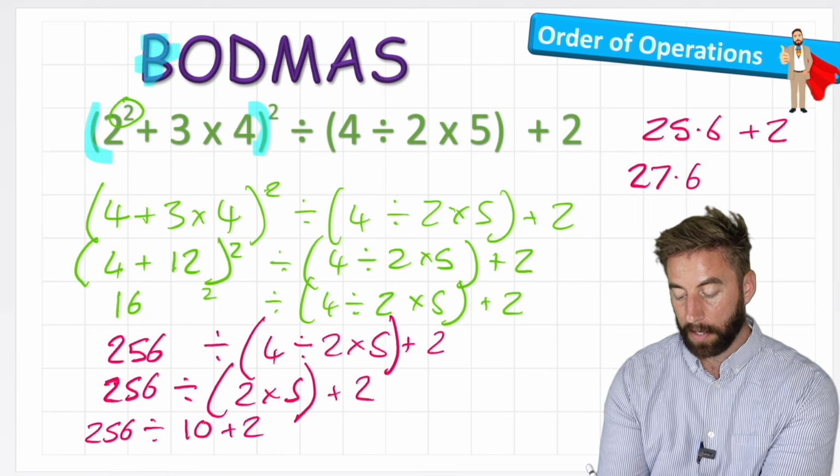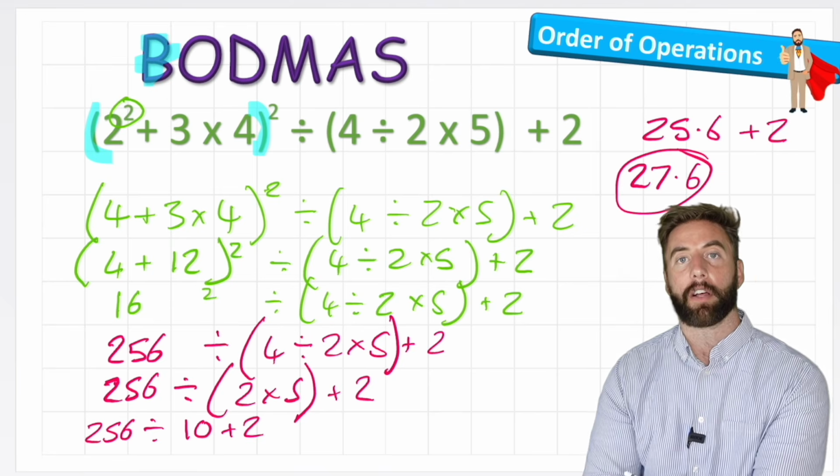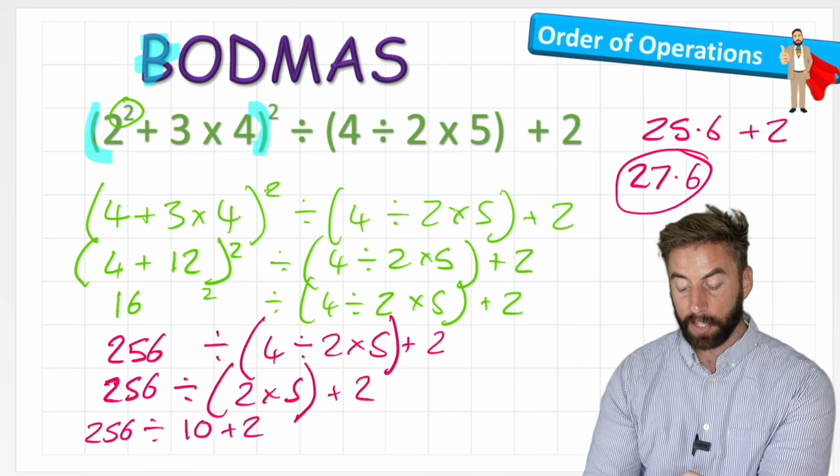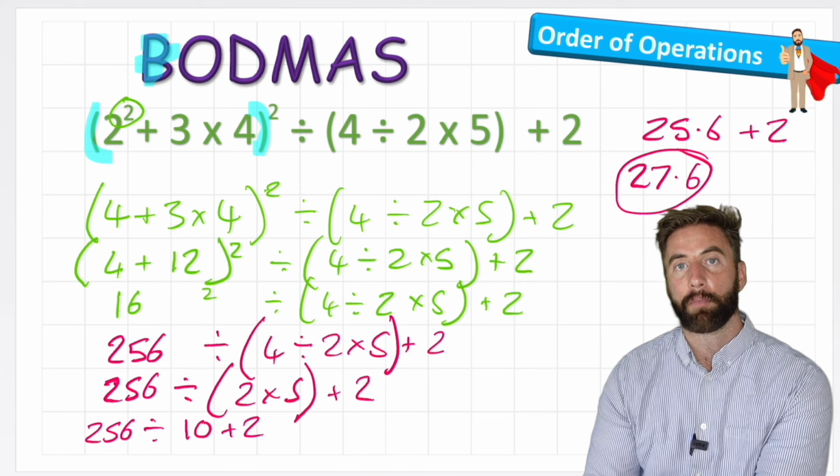0.6, which is my final answer. So the final answer to this expression is 27.6, following my BODMAS rule.